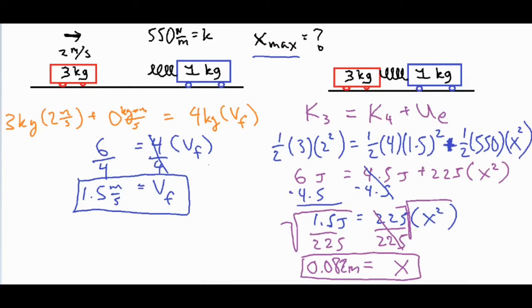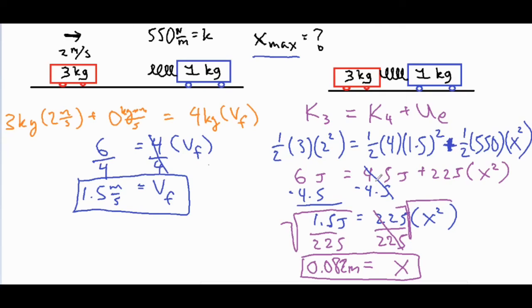All right, so we found our maximum compression to be 0.082 meters, so we don't have too much compression there. We have the kinetic energy of just the 3 kilogram cart with the 2 meters per second of initial velocity. After the collision, when the two carts are connected with the spring compressed completely temporarily, we have 1/2 times that combined mass of 4, and that 1.5 that we previously got, plus the 1/2 kx squared, the elastic potential energy formula.